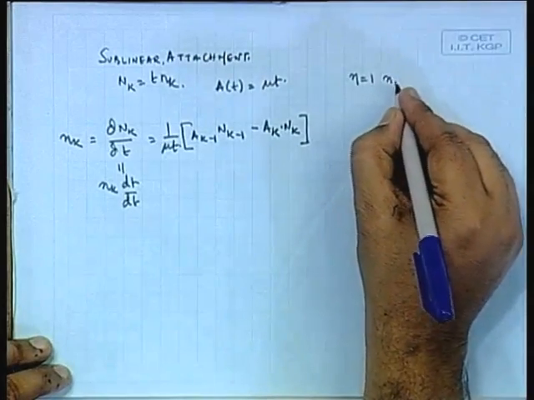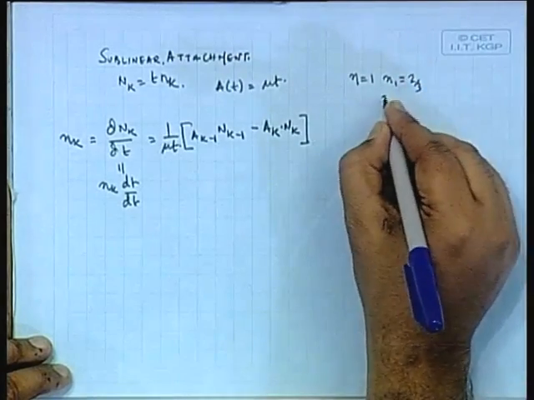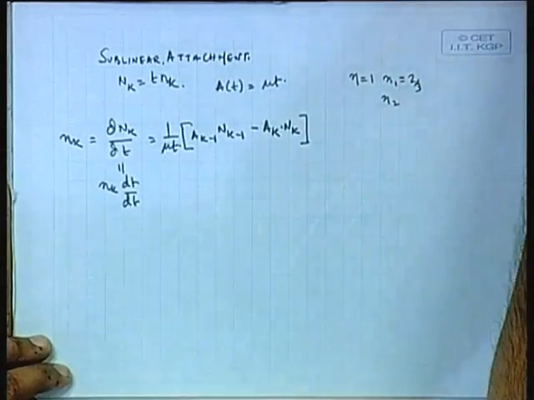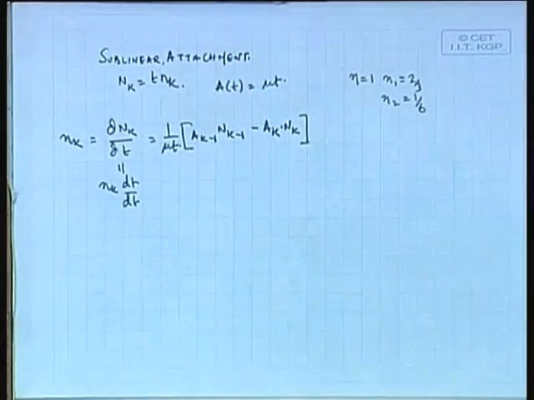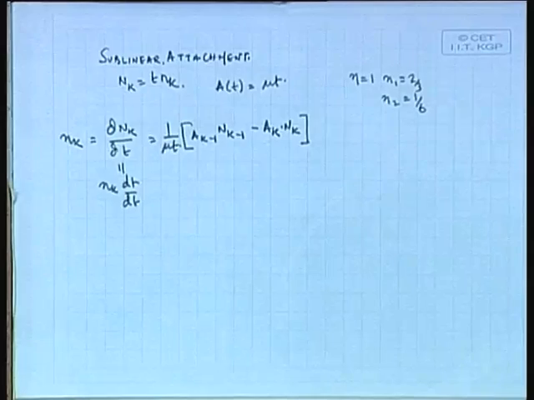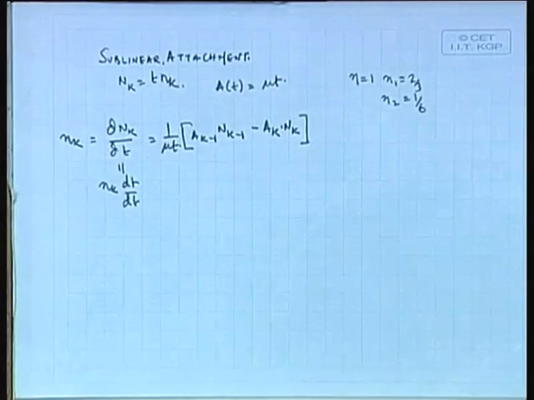We have seen that for k equal to 1, what was it? n_1 was 2 by 3. n_2 was 1 by 6. So, a function goes on, and somehow we are trying to find that function, but the interesting thing is this function is independent of t.